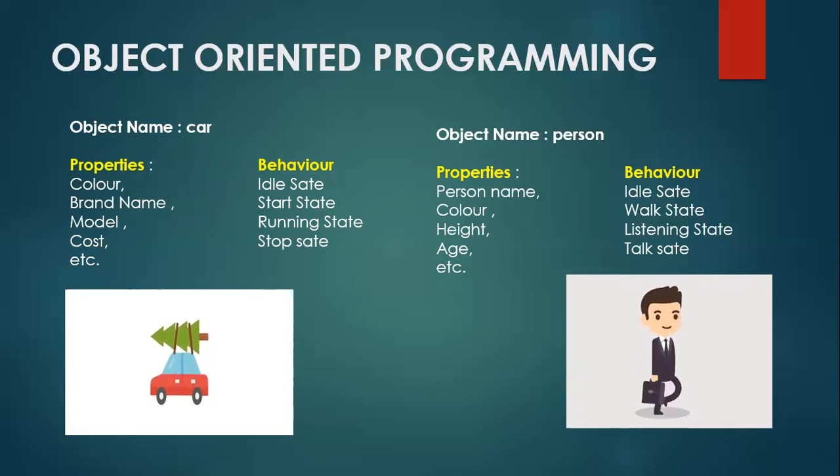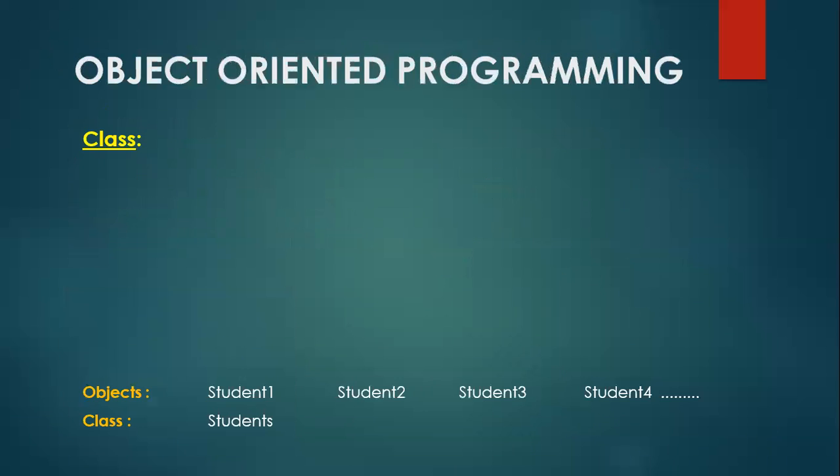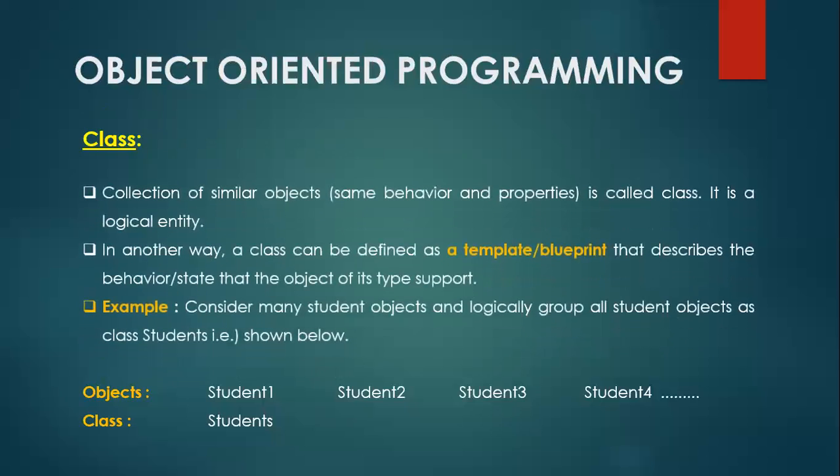That is about object. And coming to the next important term, class. A class is a group of similar objects. It is also called a logical entity. That means a class is defined as a template. It describes or explains the behavior of the objects.